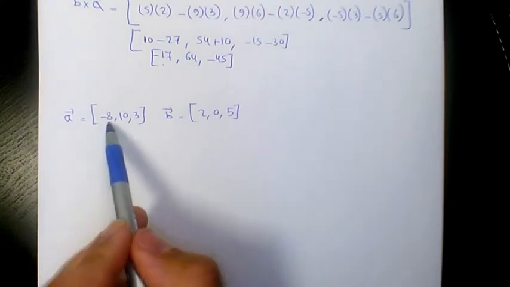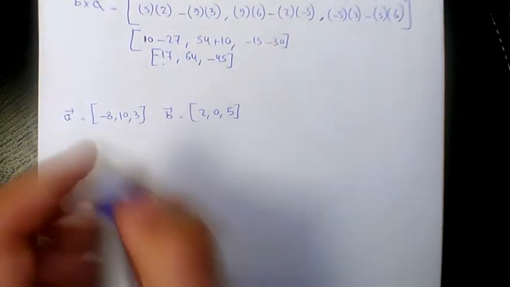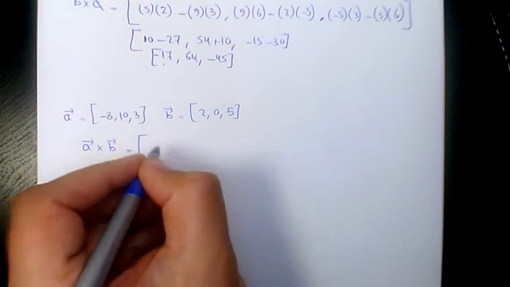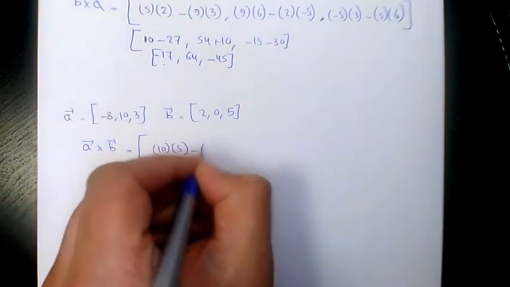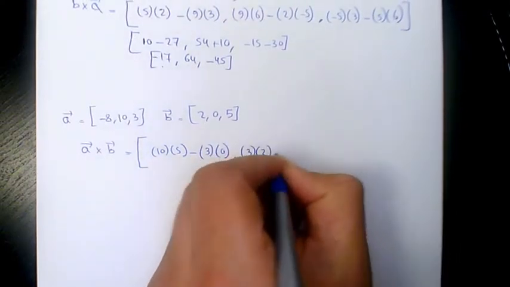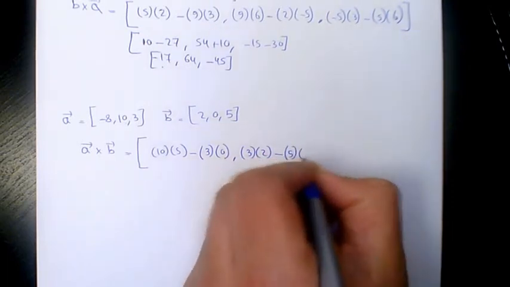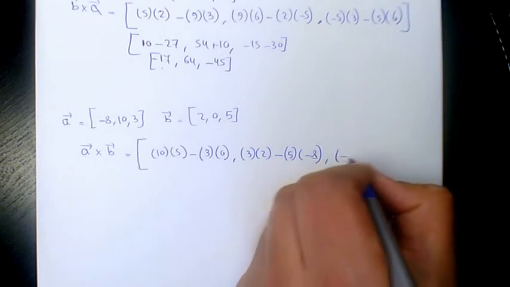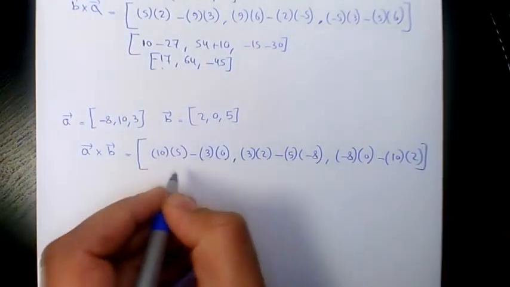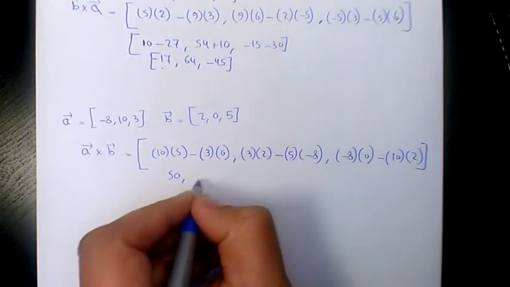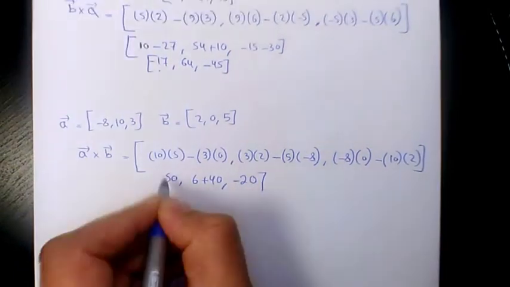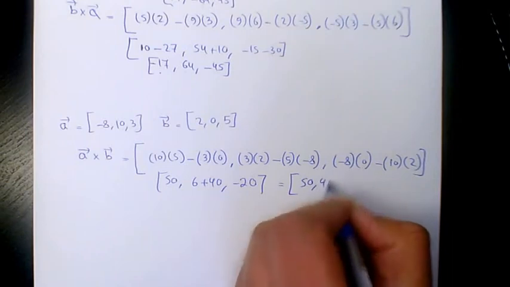Next one, we have A is negative 8, 10, and 3. B is 2, 0, and 5. So cross product of A and B will be A2B3 minus A3B2, A3B1 minus B3A1, A1B2 minus A2B1. That will be 50 minus 0, 6 plus 40 minus 20. So that will be 50, 46, negative 20.